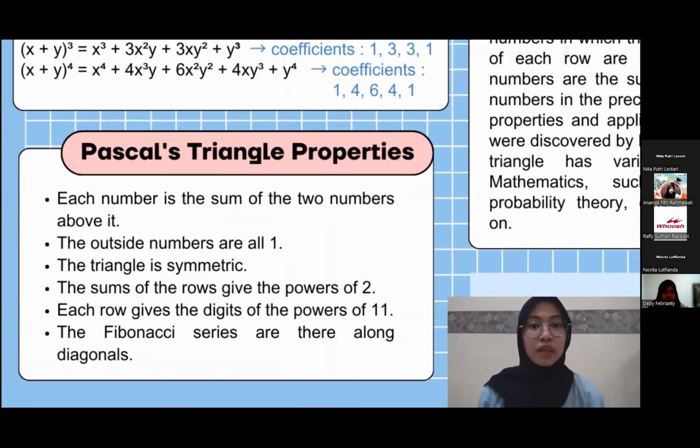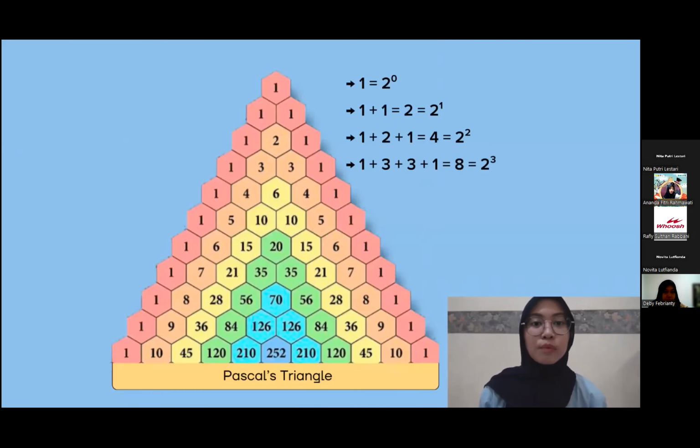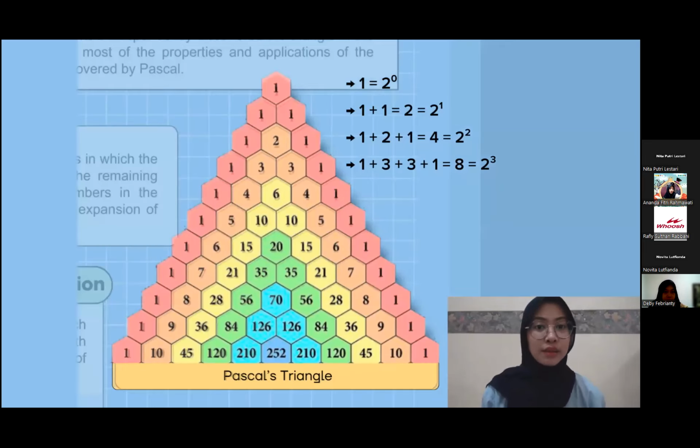Next is the sum of the rows give the power of 2. We can observe this in the first row, where 1 is equal to 2 to the power of 0. In the second row, 1 plus 1 equals 2, which means 2 to the power of 1. In the third row, 1 plus 3 plus 3 plus 1 equals 8, which means 2 to the power of 3, and so on.